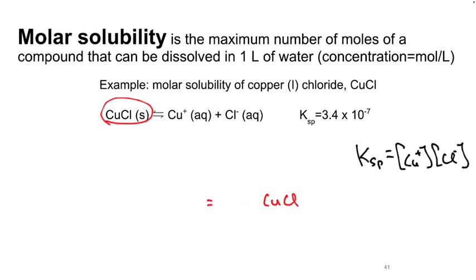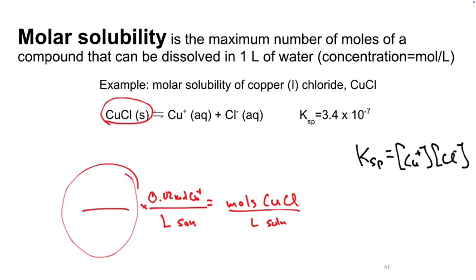Let's rewrite that a little bit prettier. Our moles of copper chloride per liters of our solution. If I told you you had 0.02 moles of copper ion per liter of solution, would you be able to do that conversion? Right? How do we do that conversion?